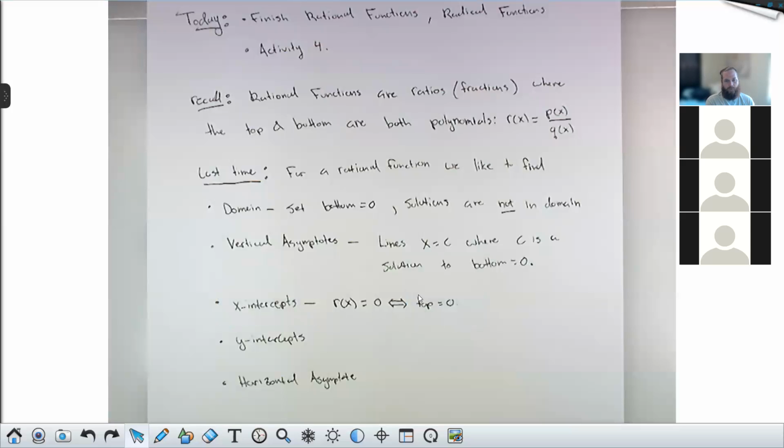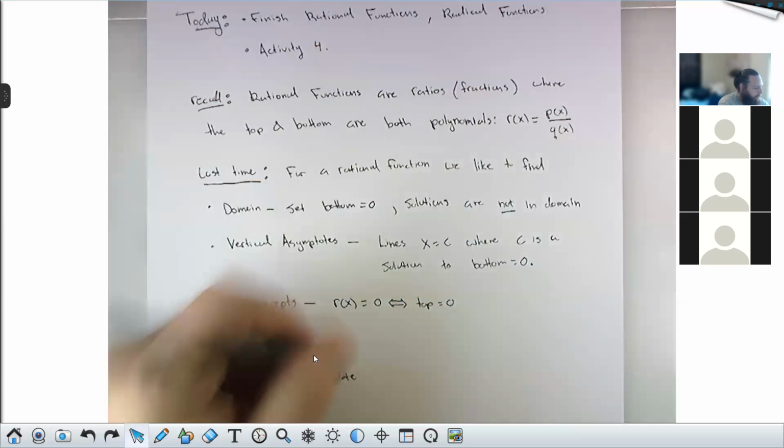So for the domain, we solve for the denominator, and for x-intercepts, we set the numerator to 0. Correct. Yep. When we're looking for the domain, we'll set the bottom equal to 0. Whatever numbers we get from that, we're going to kick out of the domain. So it'll be all real numbers except for those things. And then if we're looking for x-intercepts, we set the top equal to 0. And the solutions to that equation will be the x values of the x-intercepts.